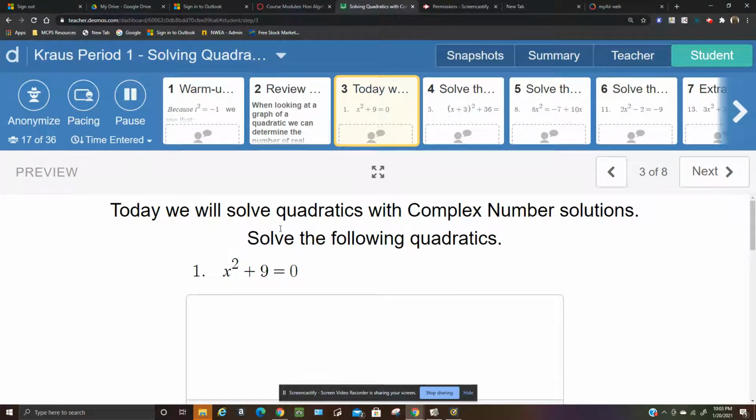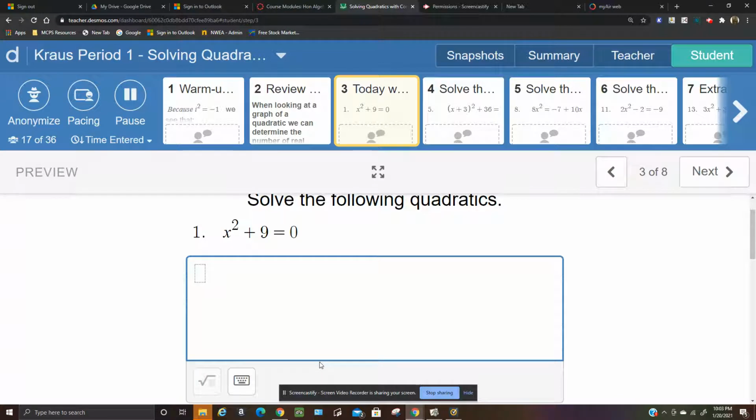All right, so today we'll solve quadratics with complex number solutions. Solve the following. Here you want to subtract 9 from both sides, and then take the square root. Pull an I out of the radical. So you get plus or minus 3i.